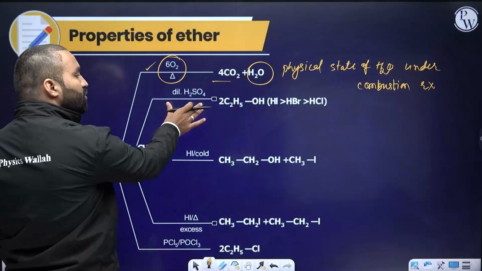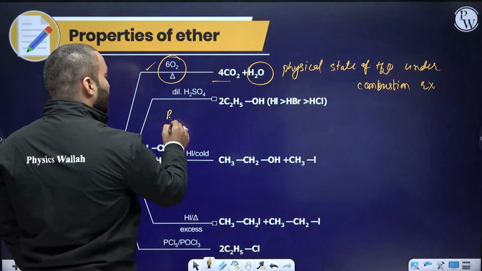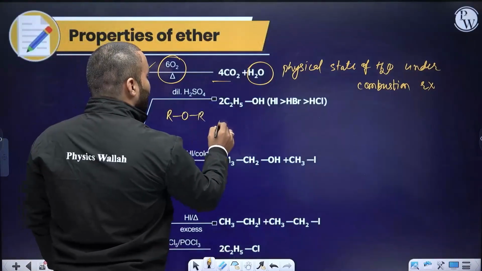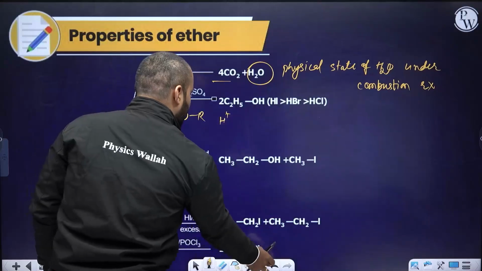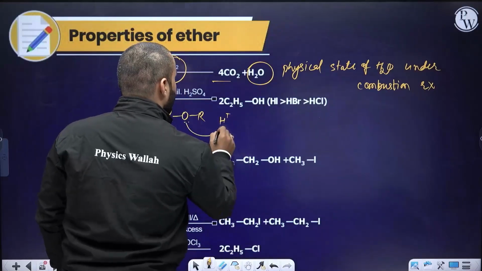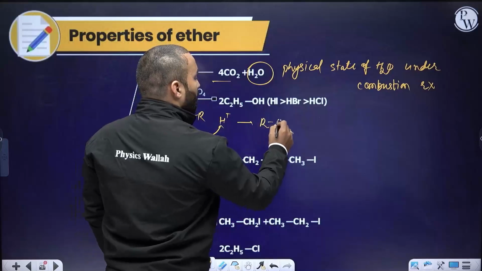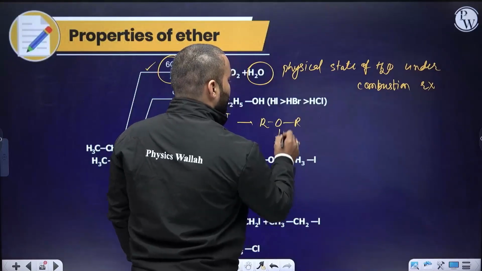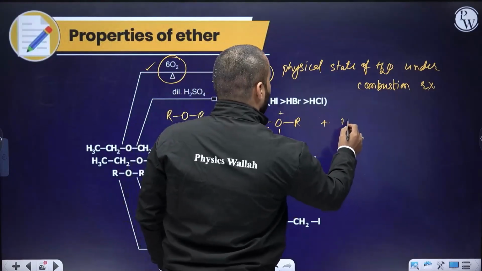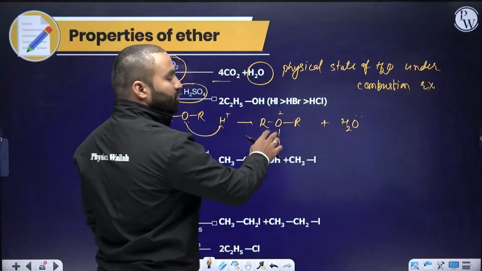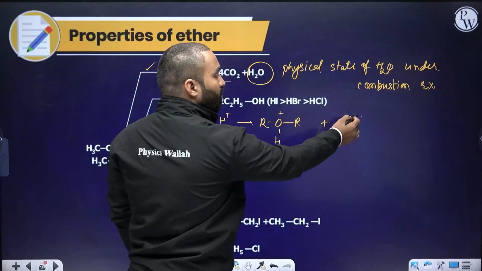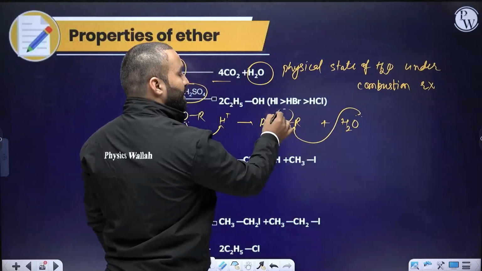Again, dilute H2SO4. You should remember that ROR upon treatment with H+ will be attacked by this oxygen lone pair. This becomes ROR with hydrogen and a positive charge. Now comes water. Water is a nucleophile. As I told you, dilute H2SO4 is a combination of oxygen positive and water. Water attacks on the center and alcohol forms.